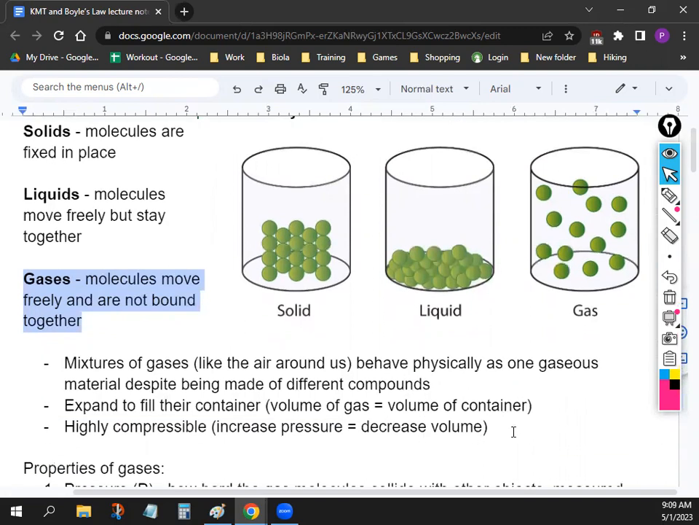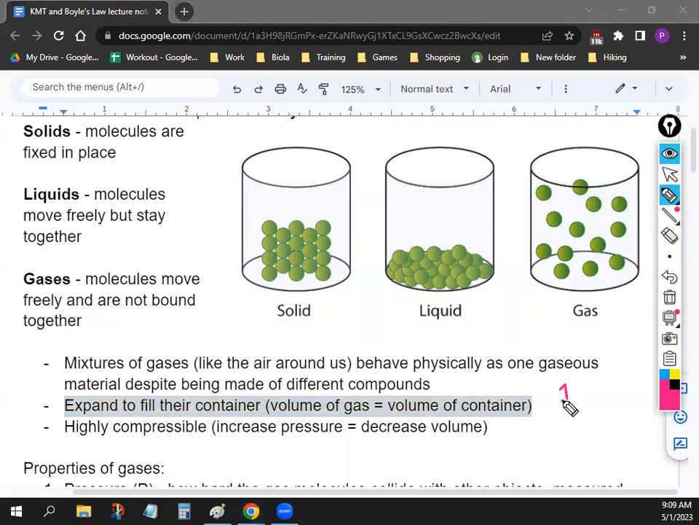So that's gases. Okay, one thing about gases that I want you guys to write down, you don't need to write down all three, is this part right here. Gases, they expand to fill their container. So whatever container a gas is in, that's going to be the volume. So if you put a gas inside of a 1 liter container, the volume of the gas is going to be 1 liter. Easy way to think about this: if you fart in this classroom right now, your gas will expand to fill the container, which is the classroom. That's an easy way to remember that. Gases expand to fill their container.